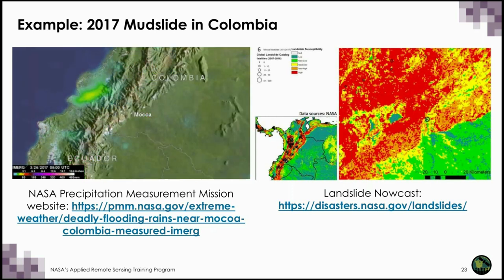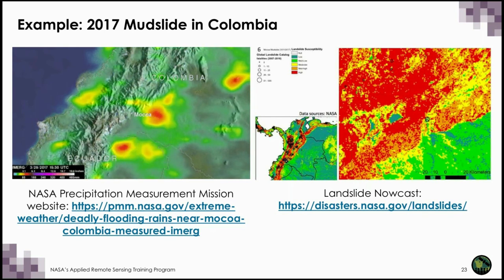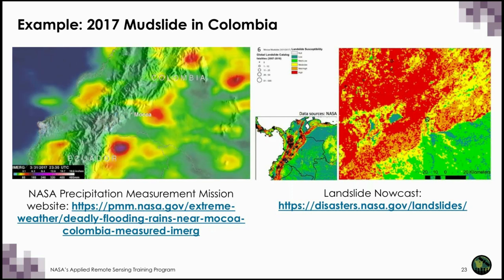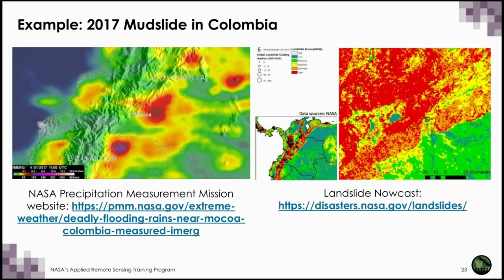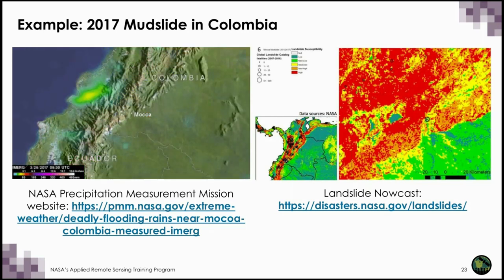The image on the right shows the global landslide susceptibility map for the affected region, overlaid with the estimated total fatalities due to landslides from 2007 through 2016. This data was generated as part of NASA's Global Landslide Catalog project. So the red colors indicate that the susceptibility of that area for a landslide was high, while the green indicates that it's low.